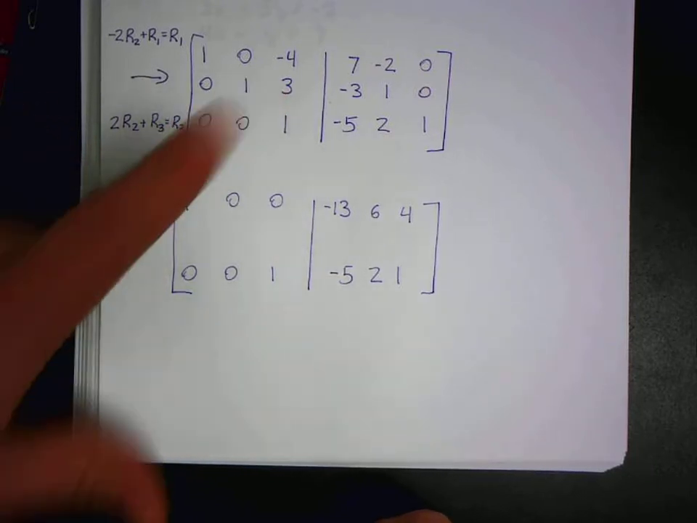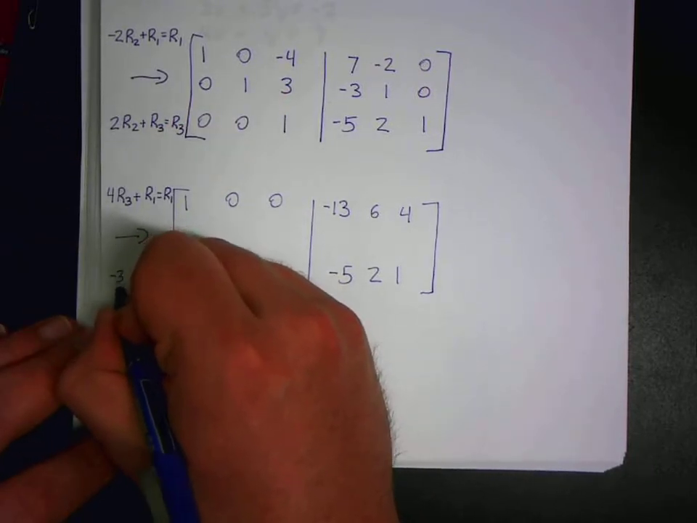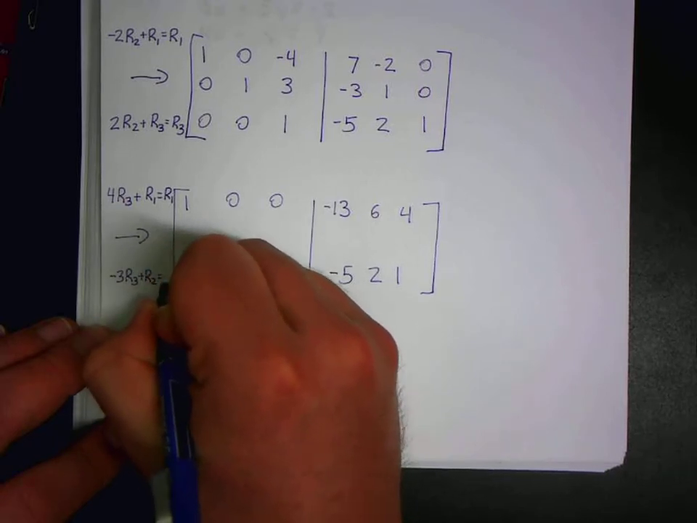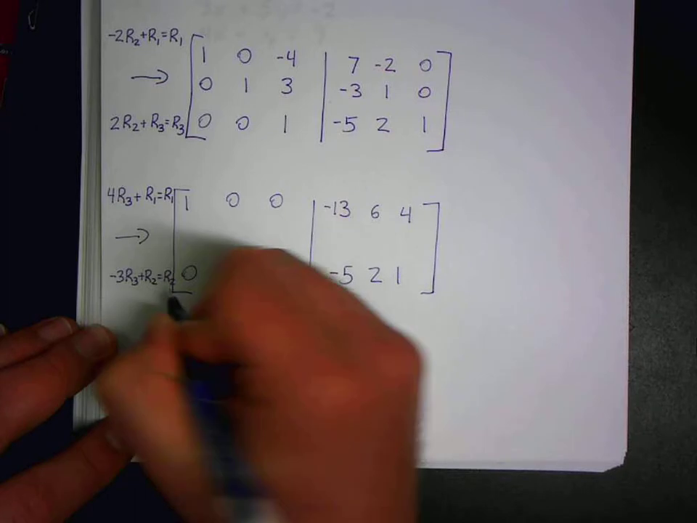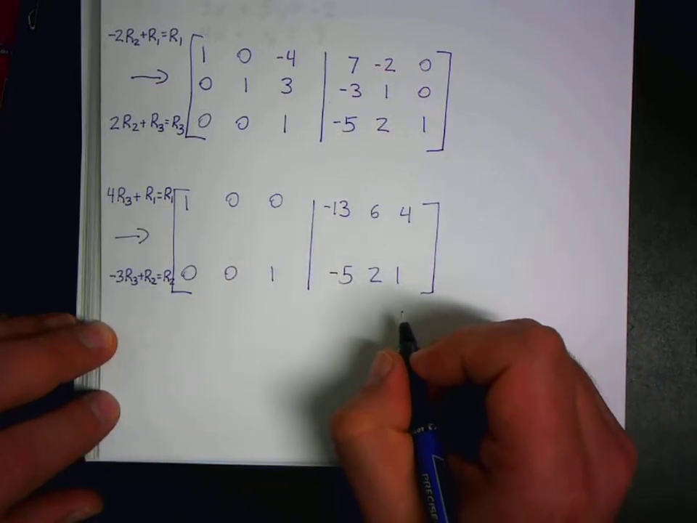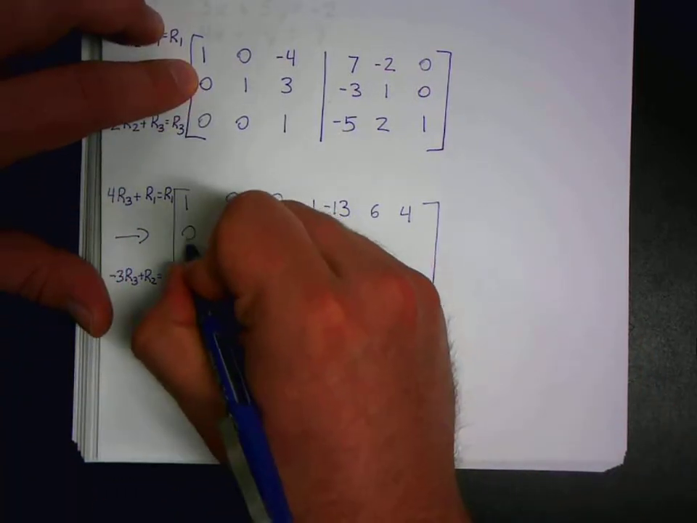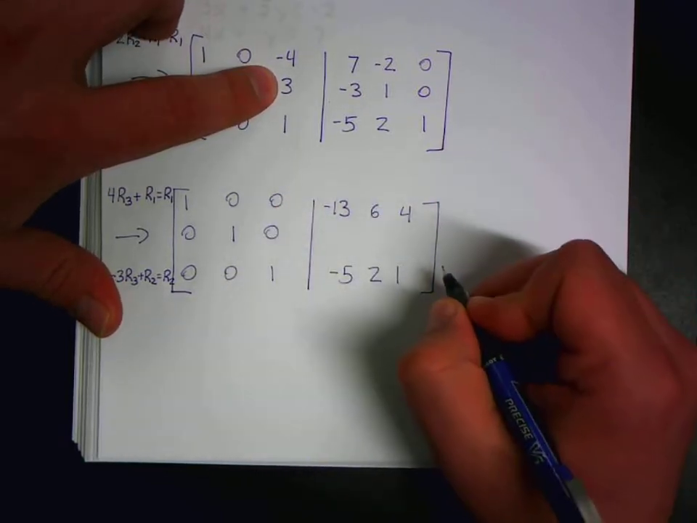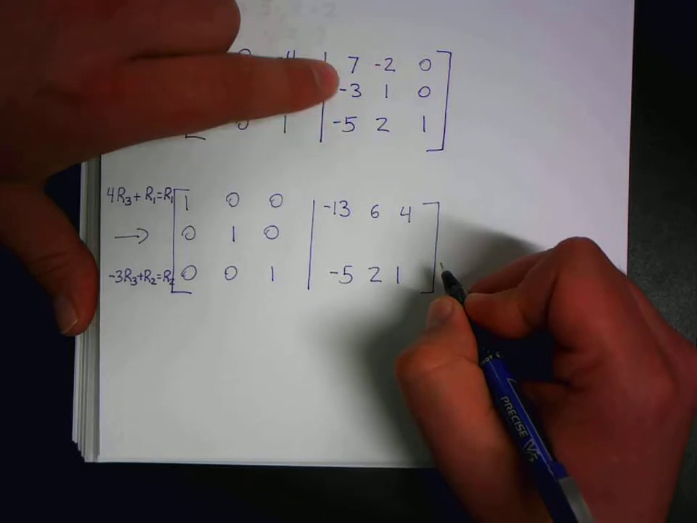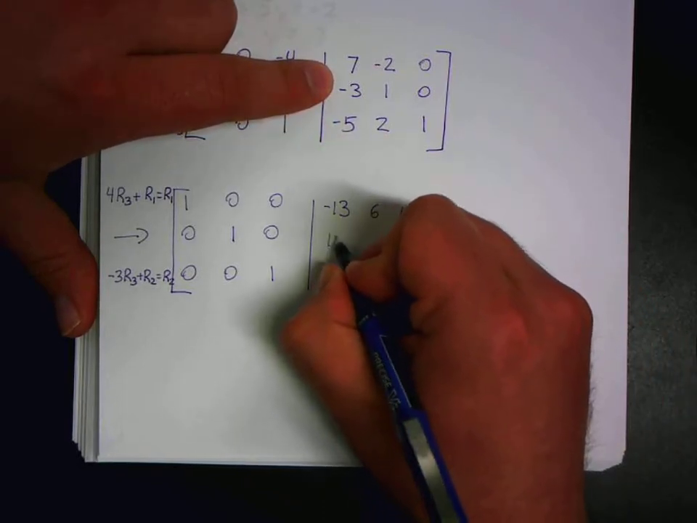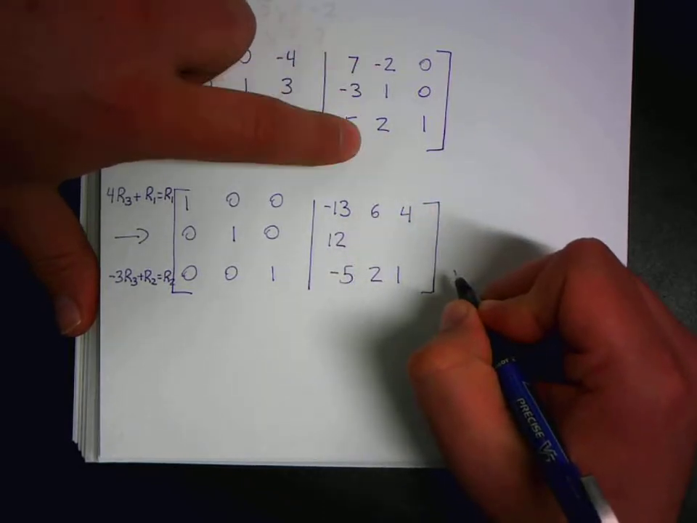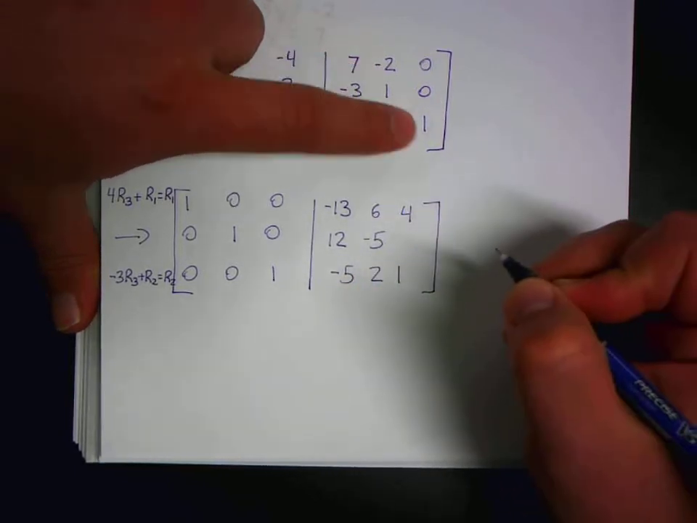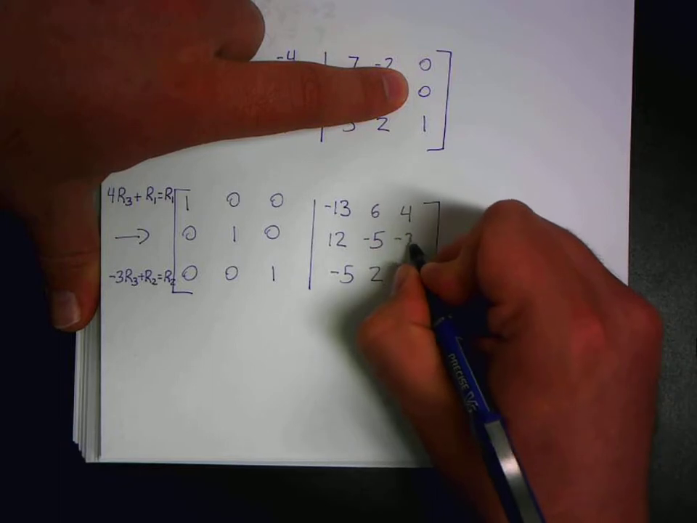Okay, to get rid of that 3, I'm going to multiply by negative 3. So 0 plus 0, 0 plus 1, negative 3 plus 3, 15 plus negative 3, negative 6 plus 1, negative 3 plus 0.